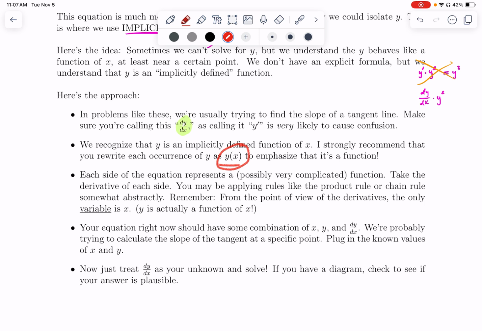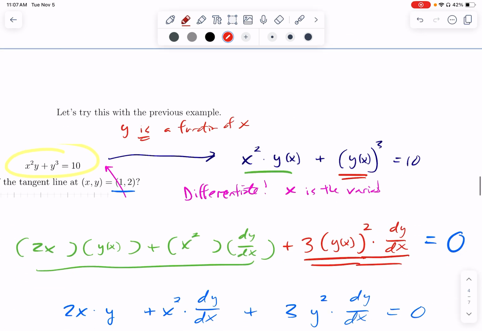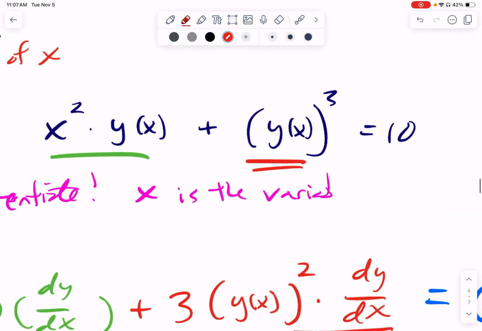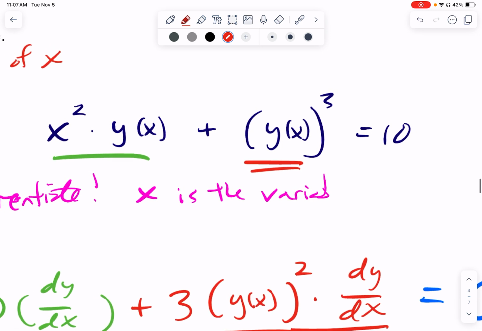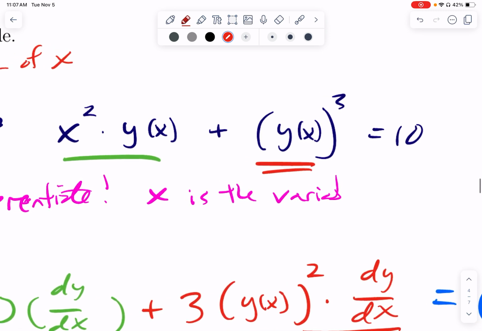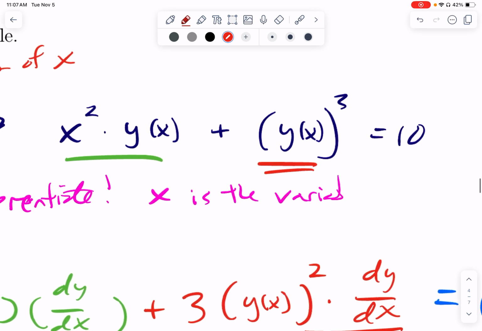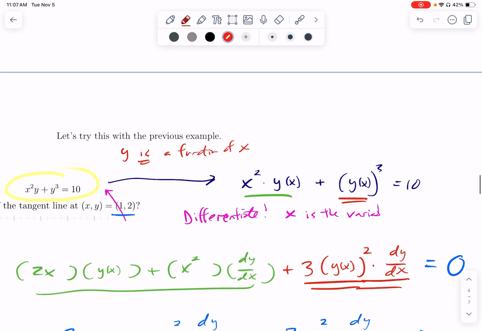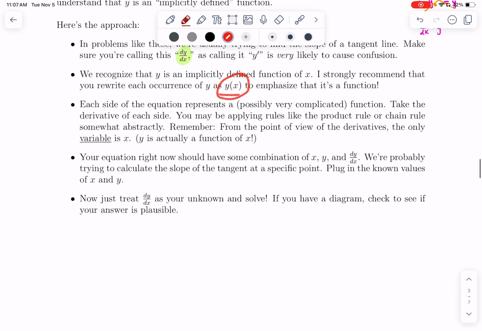We have one equation on the left and one equation on the right, right? So one function on the left and one function on the right after we've done that. And we realize I can just take derivatives of everything. Maybe I need to be a little abstract. Here we had to do product rules somewhat abstractly and chain rules somewhat abstractly, but we can apply those rules. So we apply all our derivative rules. We got an equation that had some combination of x and y and dy over dx.